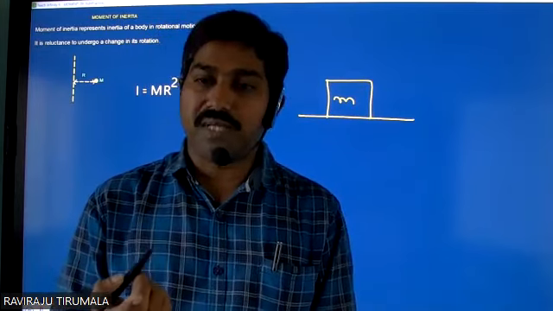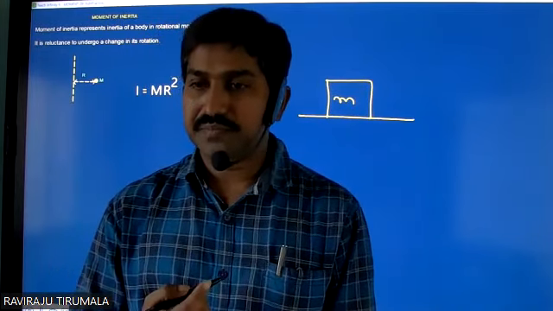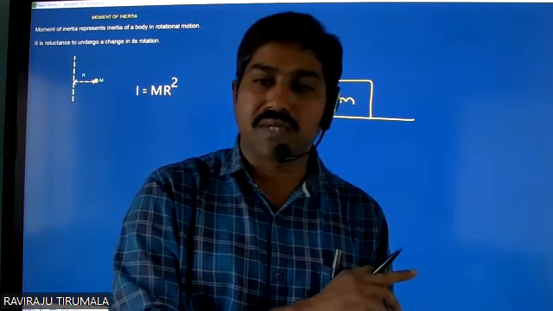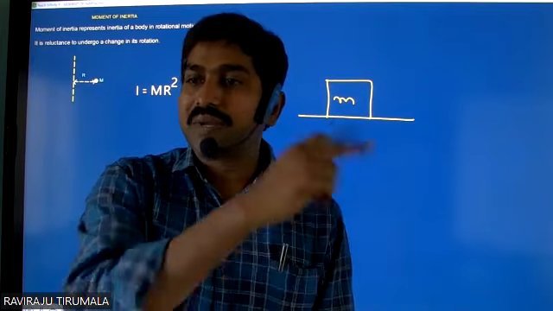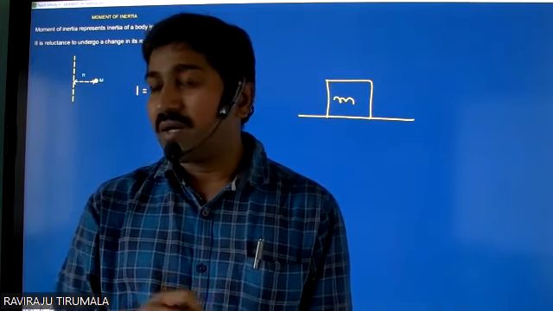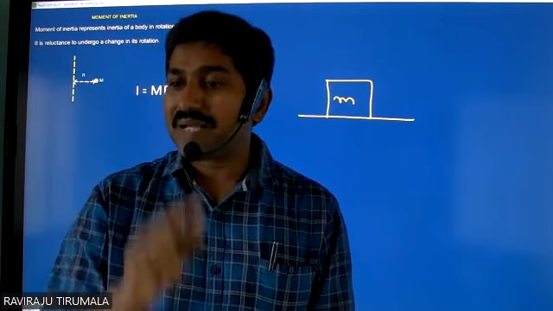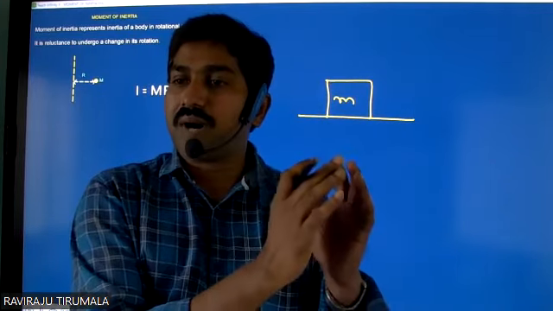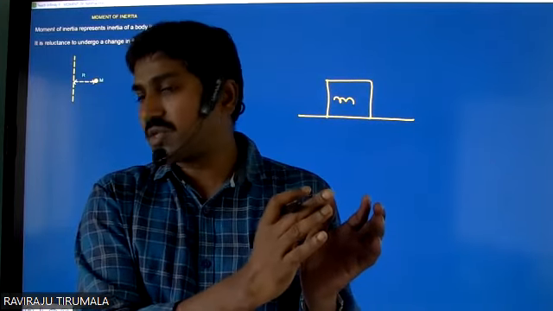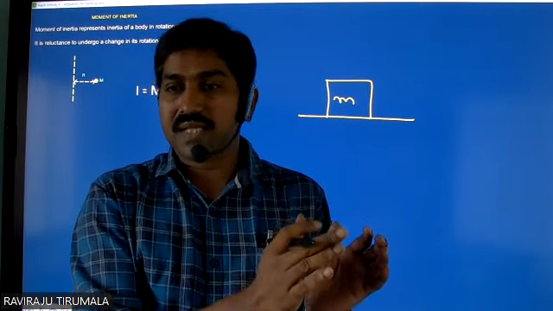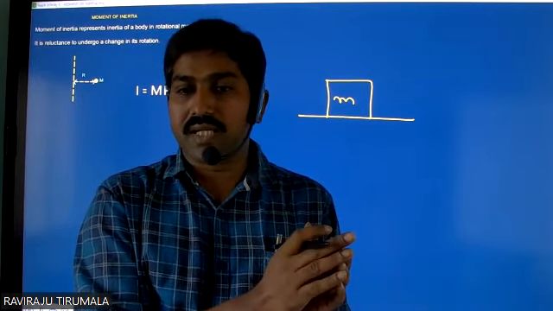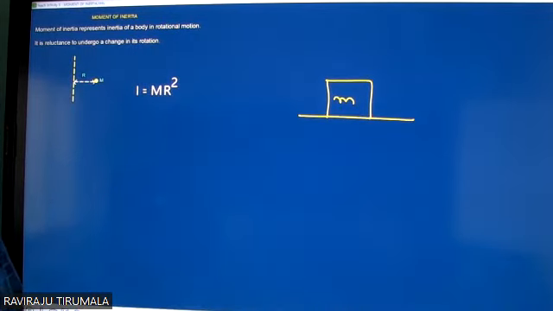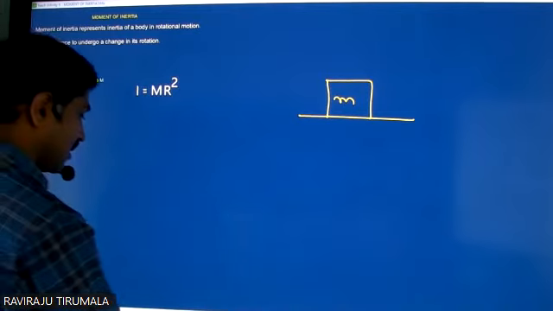That opposing property we can measure using a physical quantity called moment of inertia. So in translational motion, we use mass as the measure of inertia. In rotational motion, moment of inertia is the measure of the inertia property. Whatever role mass plays in translatory motion, the same role is played by moment of inertia in rotational motion.